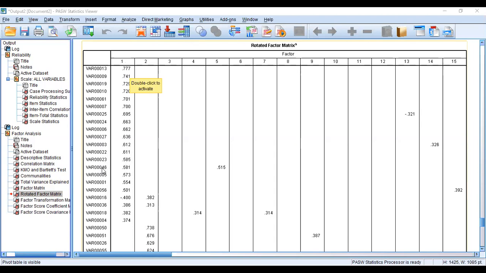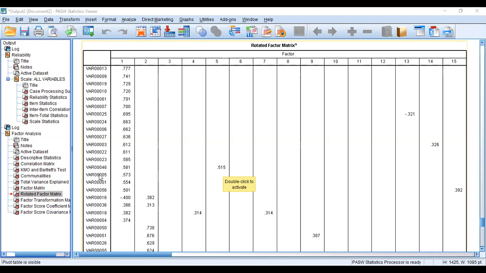For variable 46, that is question number 46, we see 0.581 value under factor 1 and 0.515 value under factor 5. So this means question number 46 is clubbed under both factor 1 and factor 5, but we cannot take it under both factors, so we consider it under the factor which has the higher value. And here the higher value is under factor 1, which is 0.581. 0.581 is greater than 0.515.